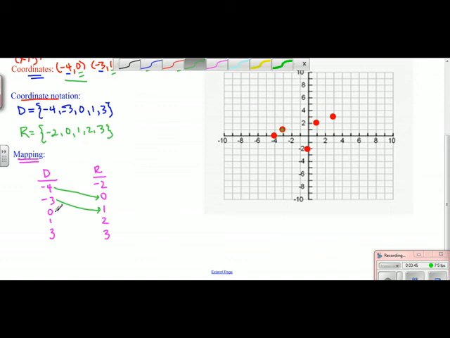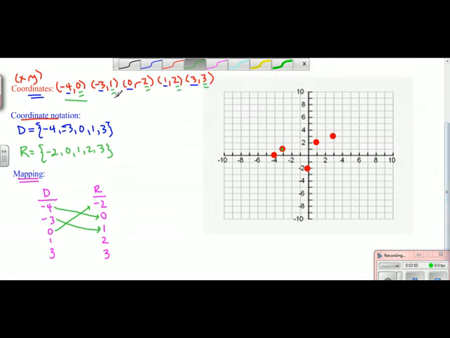0 is with -2. Again, I'm using this one up here. 1 maps to 2, and 3 maps to 3. So this is a really nice visual way to see how the domain and the range are related.